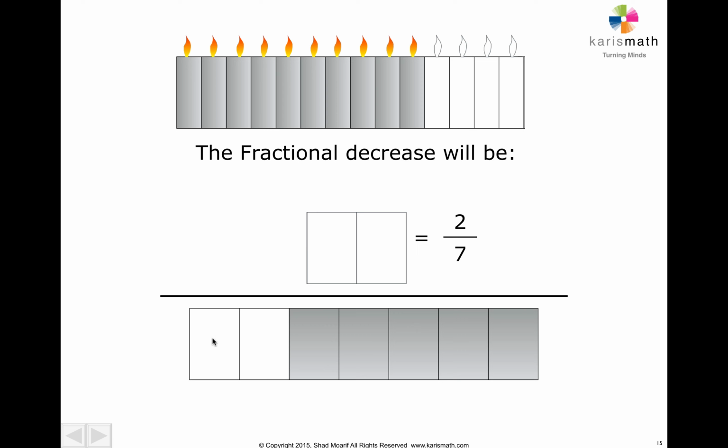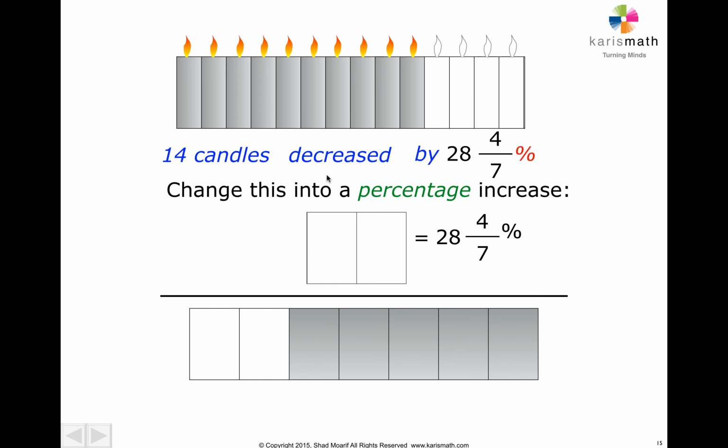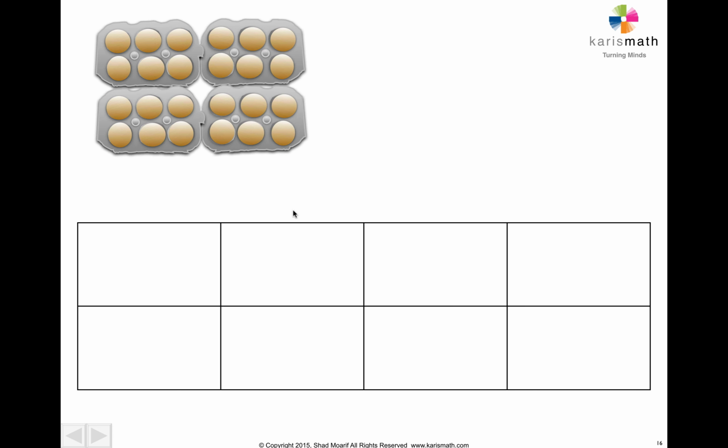And you can see this is 2 parts of the total, which is 7. And we can turn that into a percentage by multiplying it by 100%, which will give us 28 4/7%. 14 candles decreased by 28 4/7%. That's how we do it. Okay, now you try it.